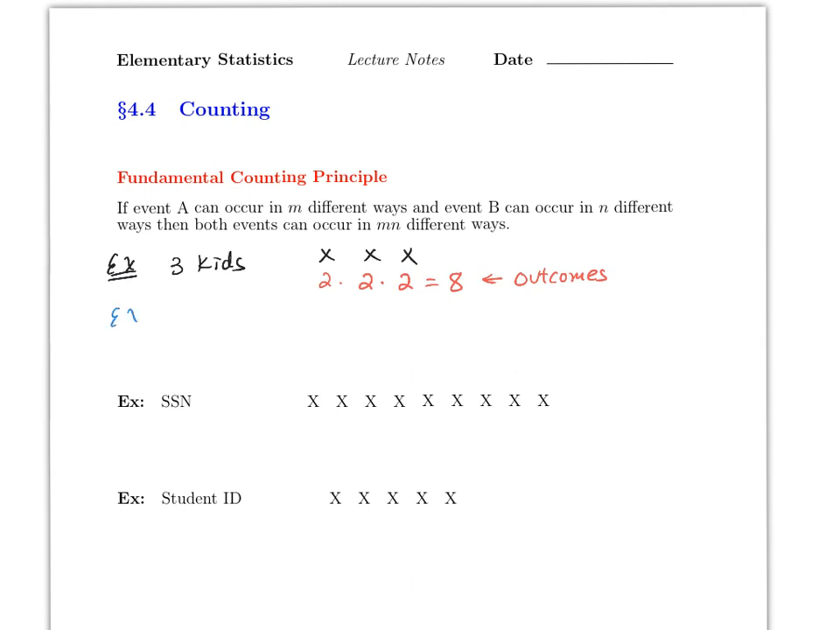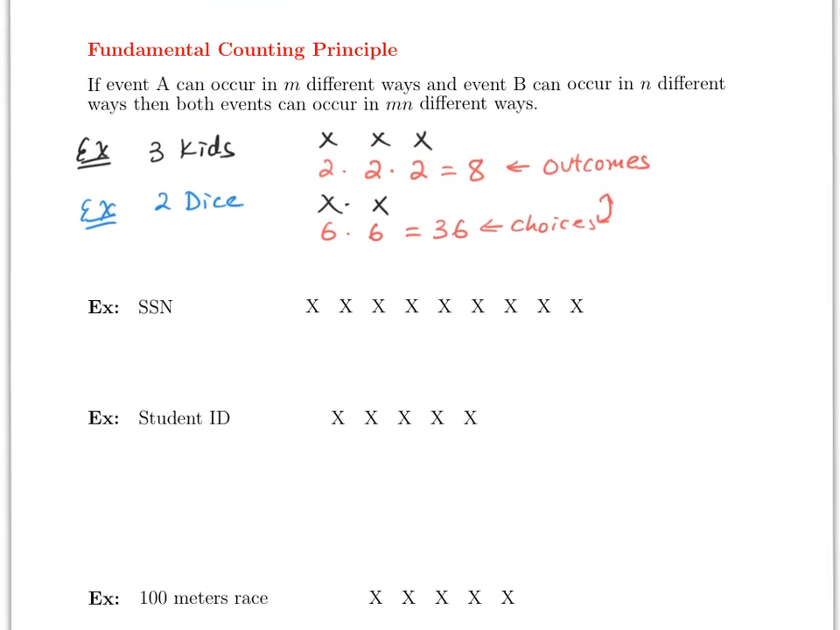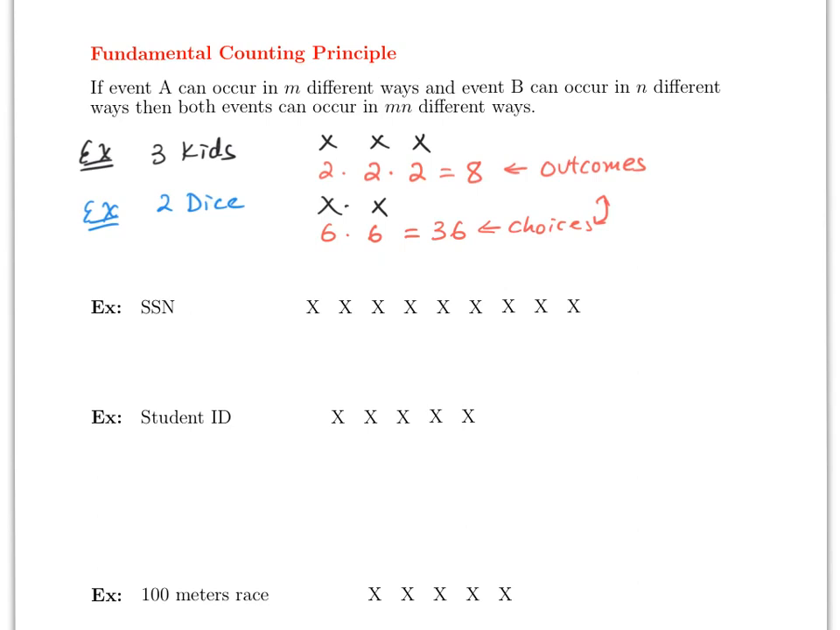In the homework, you have a question like this where you roll 2 dice. Well, there are 6 choices for the first one, 6 for the second one. So in total it's 36 choices or outcomes. As you can see, this is not new. We have done this before. Let's try a couple more examples.